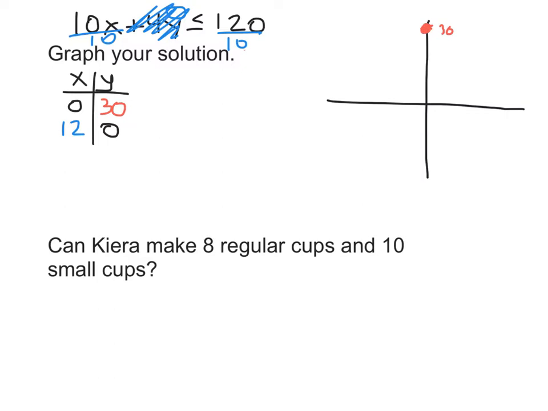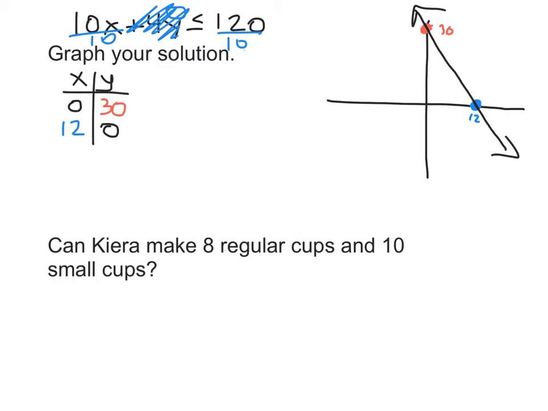And now I need to plot 12 on my x-axis, so we'll go ahead and estimate this to be 12 right here. And we'll put a dot there. And then remember, this is less than or equal to, so it can equal 120 ounces. So we're going to graph this solid. And now we have to decide where we are going to shade.